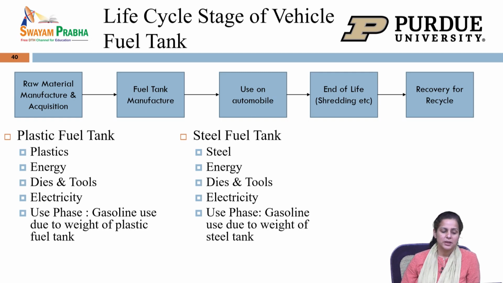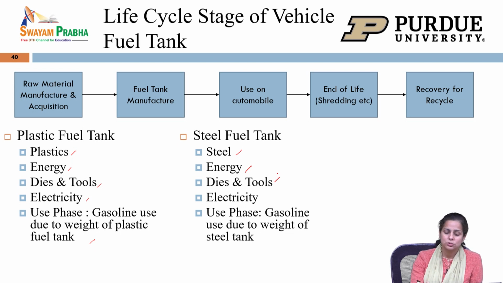When we look at the plastic fuel tank, the inputs that are needed are plastics, of course, energy, then you have some dies and tools, you have electricity, and then in the use phase, because it is a lighter material, it might have a different gasoline use due to weight of plastic fuel tank. Similarly, for steel fuel tank, we will list all the inputs. So we have steel input, energy, dies and tools.